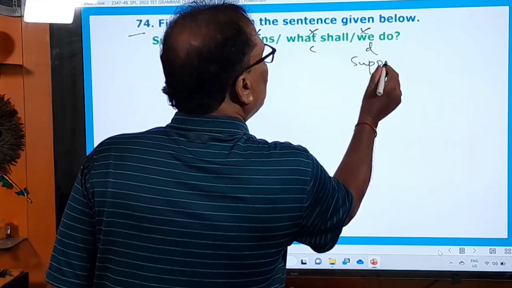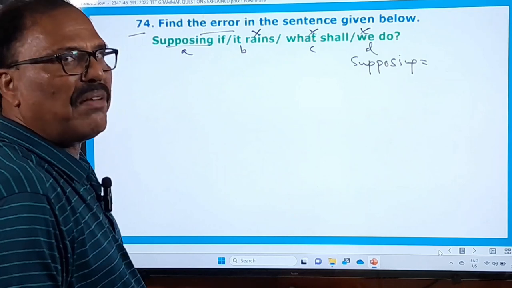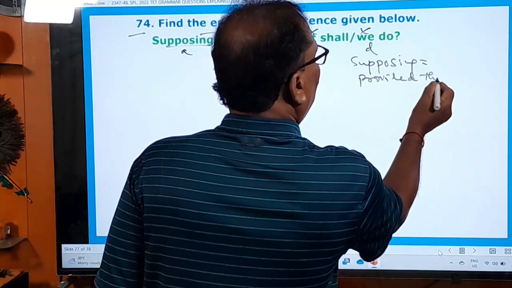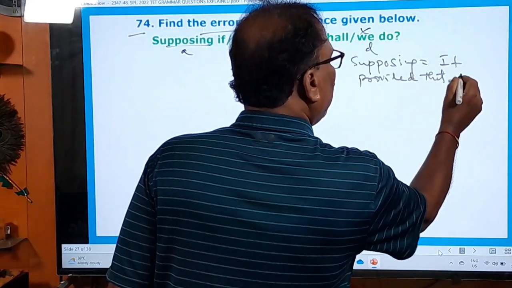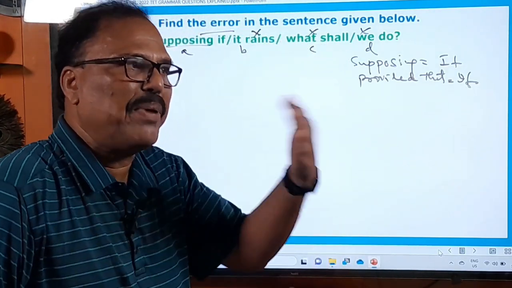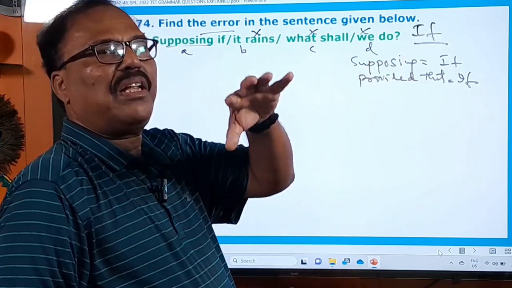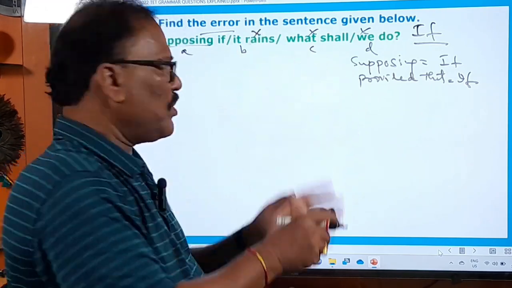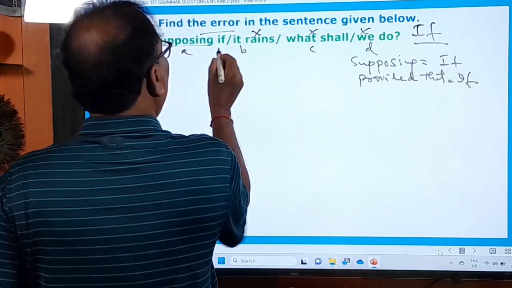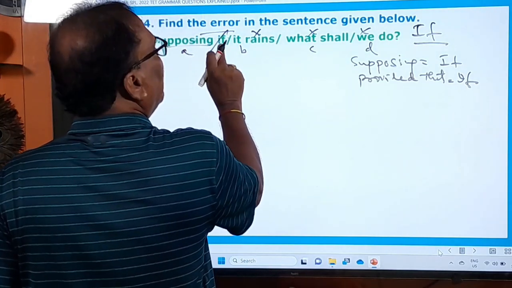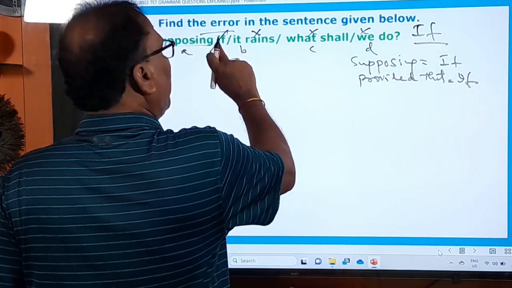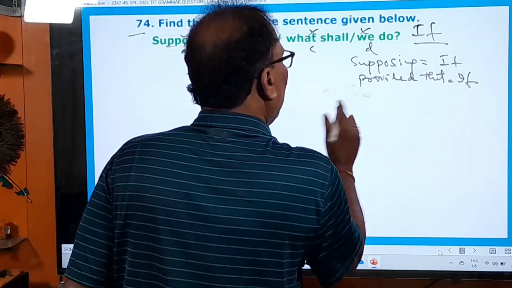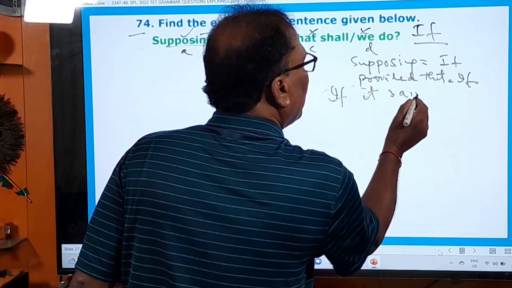Supposing means what? Supposing is a participial phrase, like provided that. Supposing means if. Provided that also means if. There are many ways of expressing the meaning of if: with an inversion of had, with an inversion of should, with an inversion of were. Should it rain? Actually, supposing it rains is fine. You can use either supposing or if. Supposing it rains, correct. If it rains, correct. But here supposing is used and if is also there. If it rains, this is right.